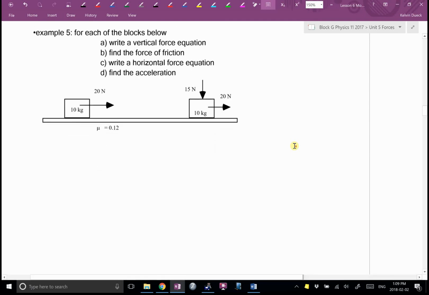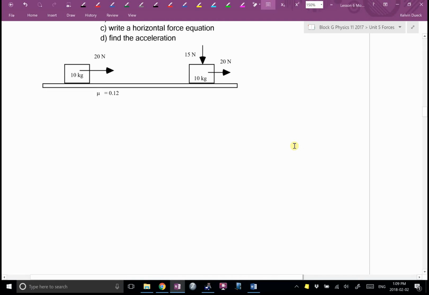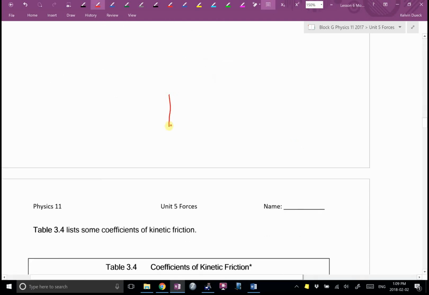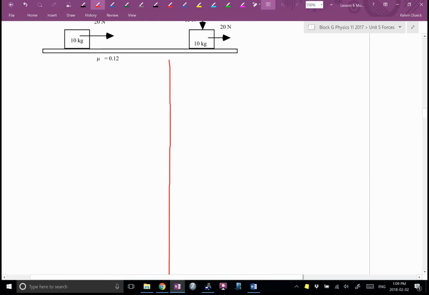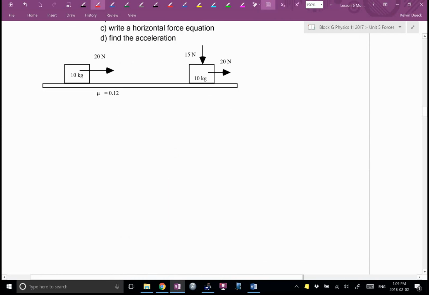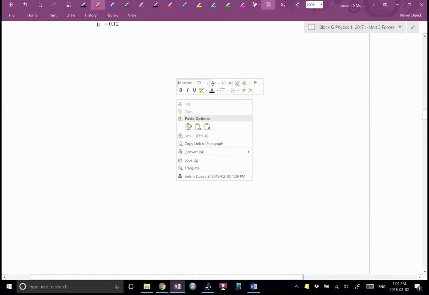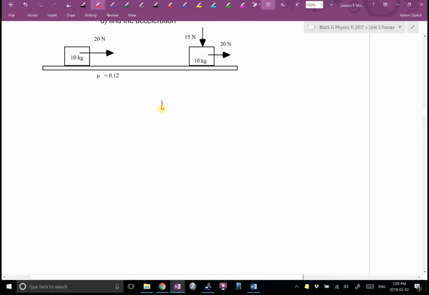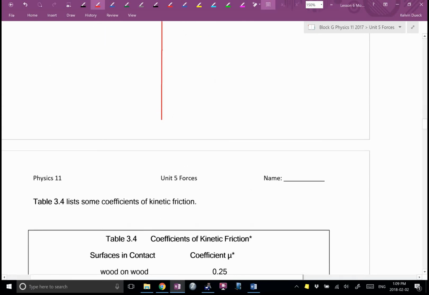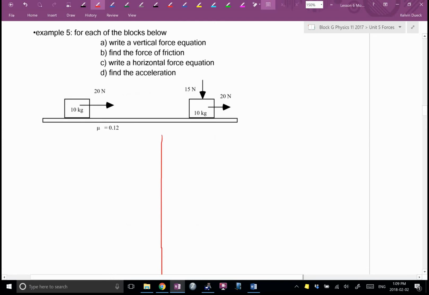Example 5 says, for each of the blocks below, write a vertical force equation, find the force of friction, write a horizontal force equation, find the acceleration. You know what, folks? Let's divide our page in two. If I use my scroll bar and just scroll down, it has a nice straight line. Oh, I went too far. Try that again. Cool.